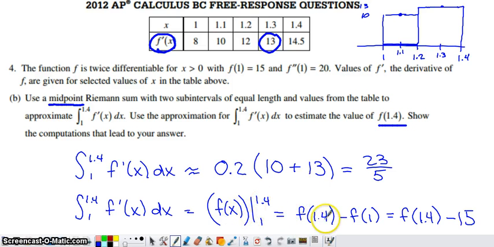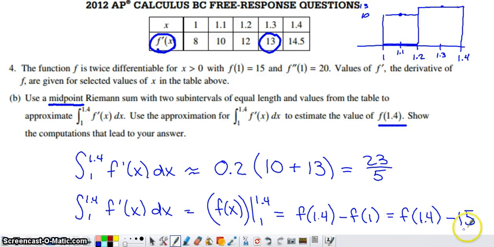So when we do that, we're going to be looking at f of 1.4 minus f of 1. We know what f of 1 is. They tell us that f of 1 is 15. So the exact value of this definite integral is going to be whatever f of 1.4 is minus 15. We've approximated the value of the definite integral with this.